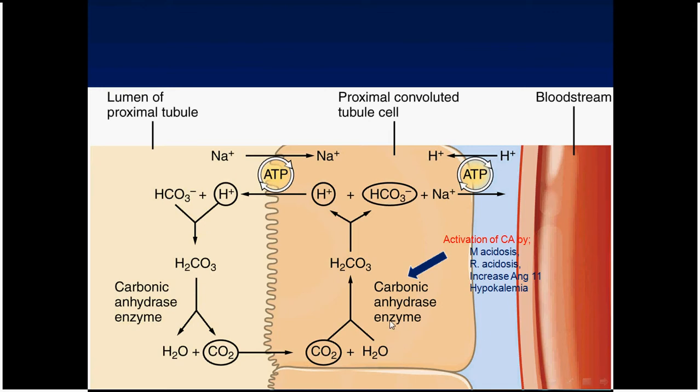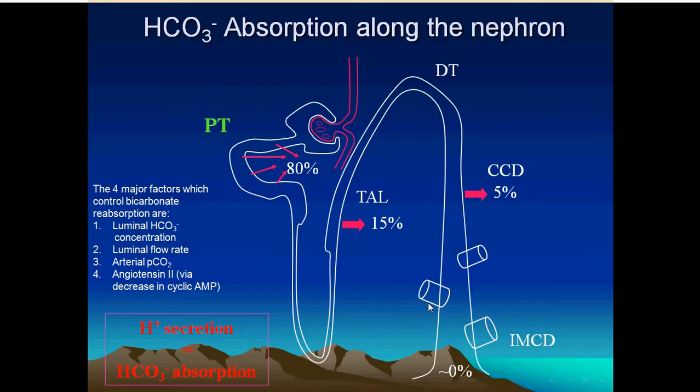This carbonic anhydrase is very important, and it is affected by metabolic acidosis, by factors like hypercapnia (raised carbon dioxide), angiotensin 2, and hypokalemia. This topic is very important when we talk about bicarbonate absorption, since 80% occurs in the proximal convoluted tubules, and the rest in the thick part of the loop of Henle and the collecting tubules.